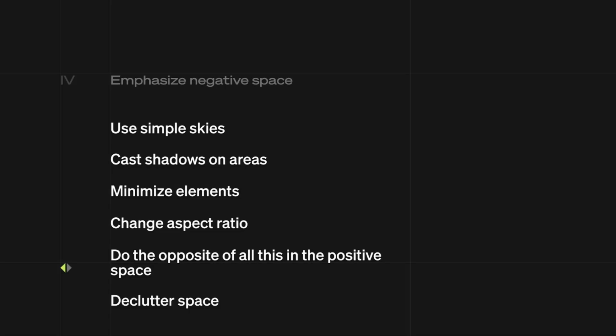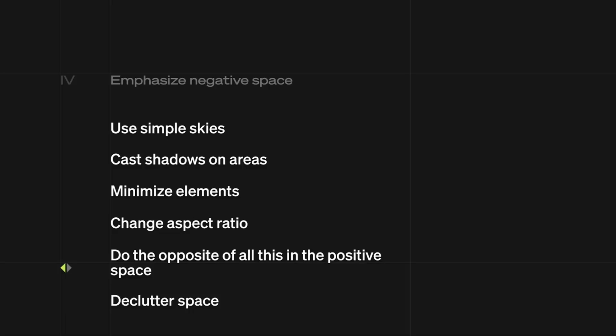What can I do to emphasize my negative space? I can use simpler skies. I can cast shadows on areas. So if I have an area with a little bit too much interest, I can cast shadow on it in order to lower the interest. I can try to minimize elements or even change them or remove them.